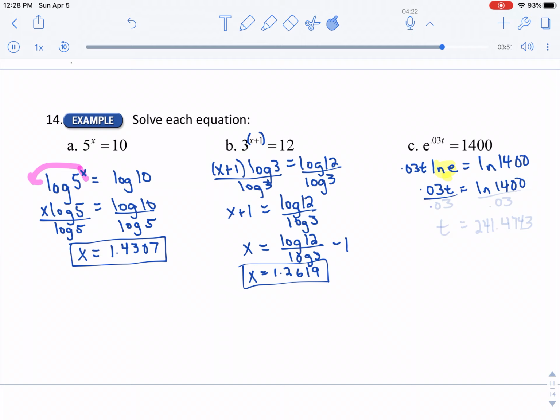Divide both sides by 0.03, and we get t equals, and then we're going to put that in the calculator. So we've got ln of 1,400 divided by 0.03, and we get 241.4743, and there's the answer.